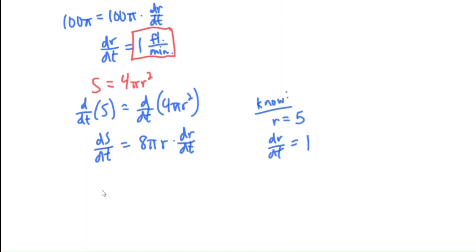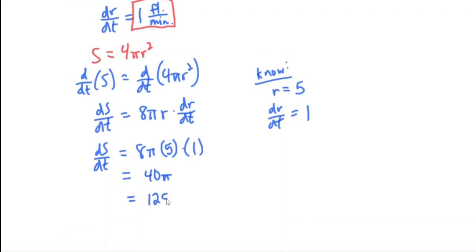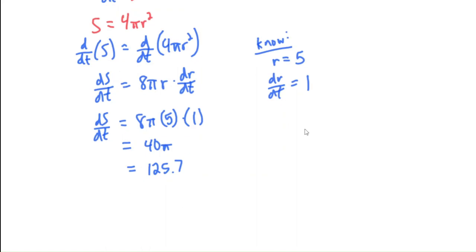So when we plug this into this formula, dS/dt is equal to 8 pi times r, but r is 5, times dr/dt, but dr/dt is just 1. So notice the right-hand side is just 40 pi, which I believe is 125.7. And I just checked it, and actually it is 125.7. Now, what would the units on this be? This is dS/dt. How fast is the area increasing? Well, this would be square feet per minute.